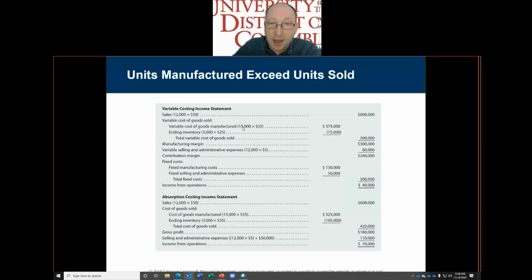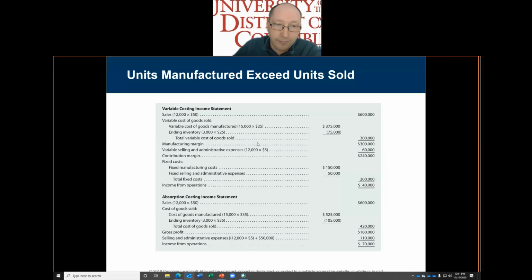Variable cost 15,000 times $25 per unit, $375, minus the ending inventory. Ending inventory, remember, I only sold 12. I made 15. So that's 3,000 units times the 25. 375 minus the 75 is 300. 600 minus 300 is 300. 300 is my manufacturing margin minus variable selling administrative expenses of 60,000.